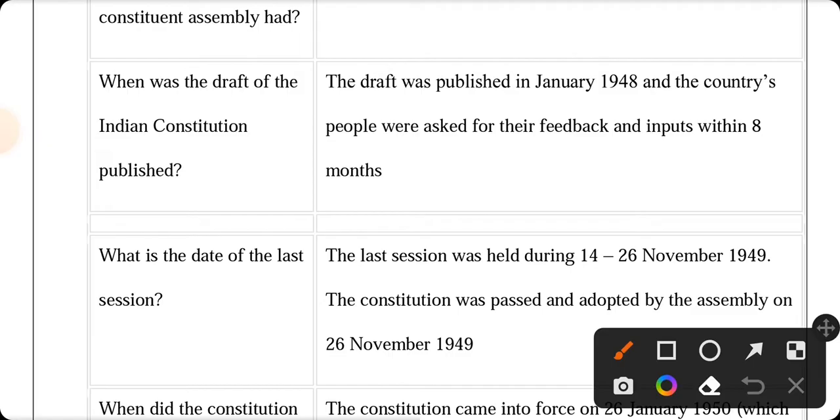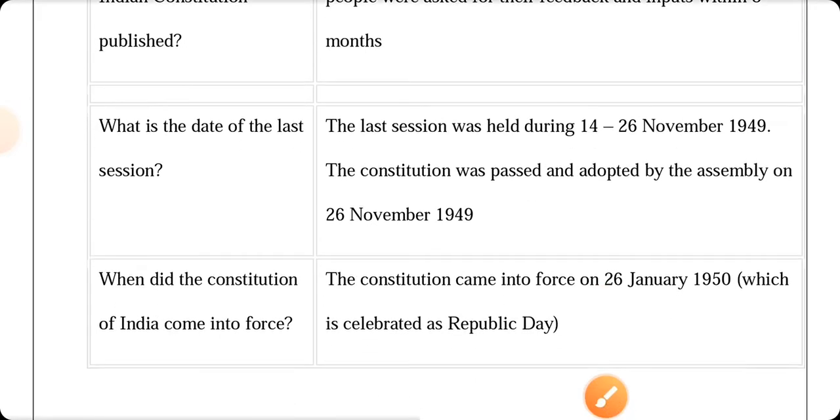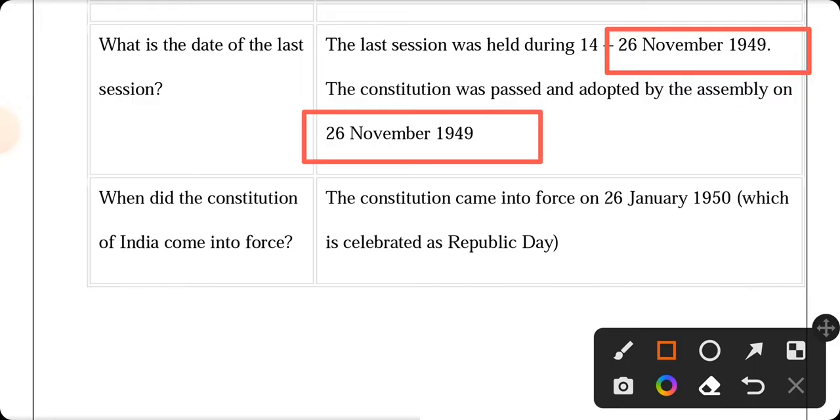The draft was published in January 1948 and the people of the country were asked for their feedback and inputs within 8 months. The last session was held on 26 November 1949. On this day, the Constitution was passed and adopted by the Constituent Assembly. That's why this day is celebrated as Constitution Day or Samvidhan Divas. On 26 January 1950, the Constitution came into force. Right. That's why this day is celebrated as Republic Day.